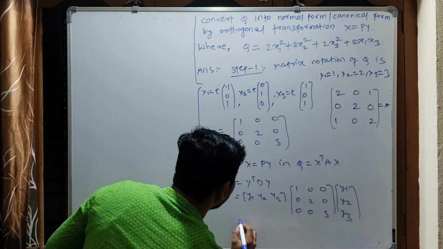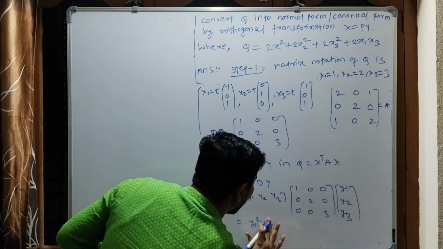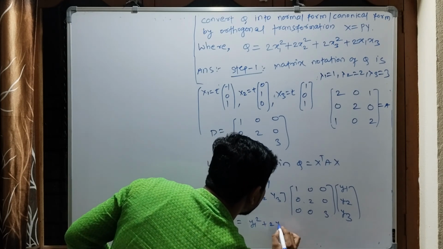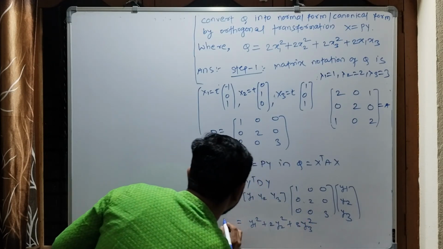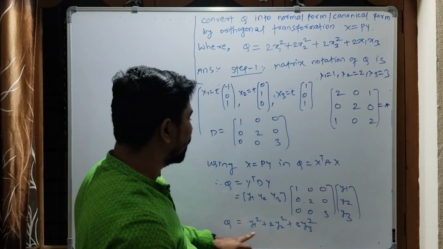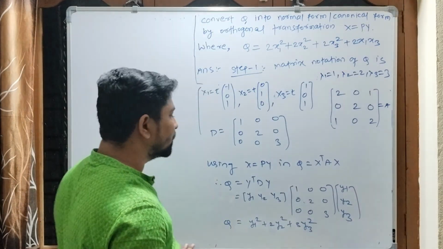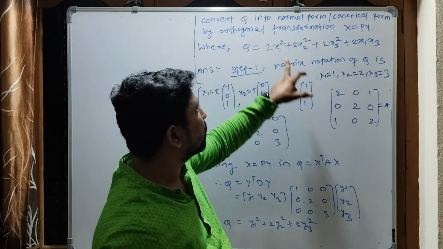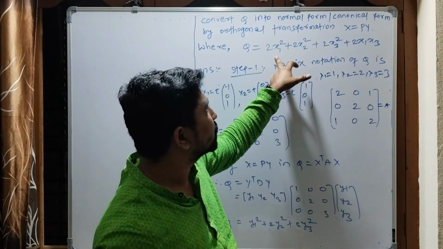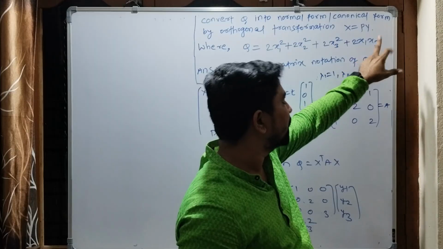You can multiply these three matrices. You will get y1 square plus 2 times y2 square plus 3 times y3 square. This is Q equal to y1 square plus 2 times y2 square plus 3 times y3 square. This is the normal form or canonical form of my quadratic form Q equal to 2x1 square plus 2x2 square plus 2x3 square plus 2 times x1 x3.